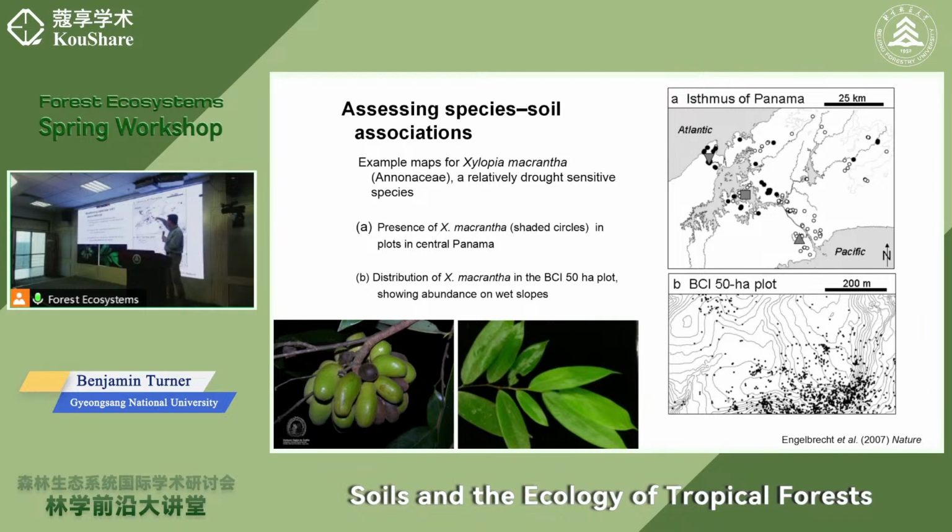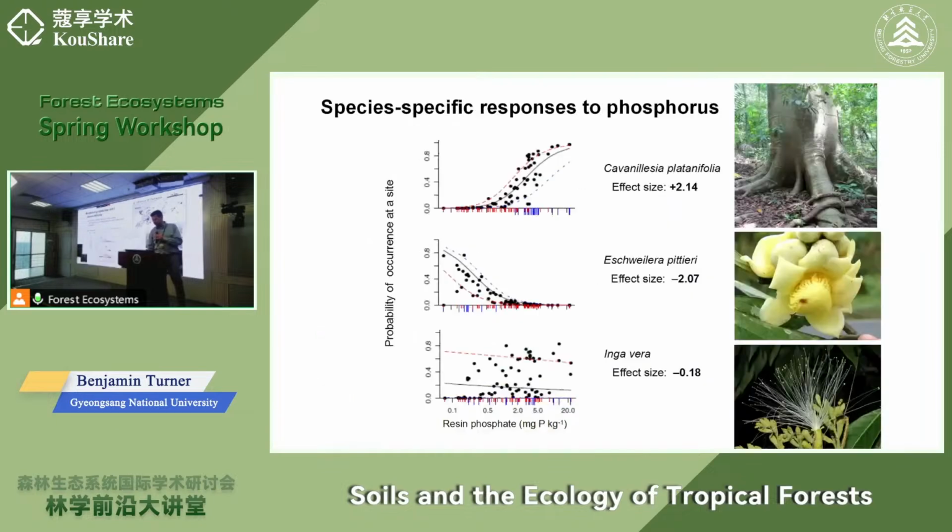So what you can see very clearly is that this species occurs on the wetter Caribbean slope and not on the dry Pacific slope. And this is the 50-hectare plot. Each black dot is an individual of this species, and it occurs predominantly on these southeastern slopes where moisture tends to be a bit higher in the dry season. So an example of a drought-sensitive species, and it was possible to do this analysis for many hundreds of species that occur in these plots. So we had a fairly good understanding of how moisture influenced species distributions.